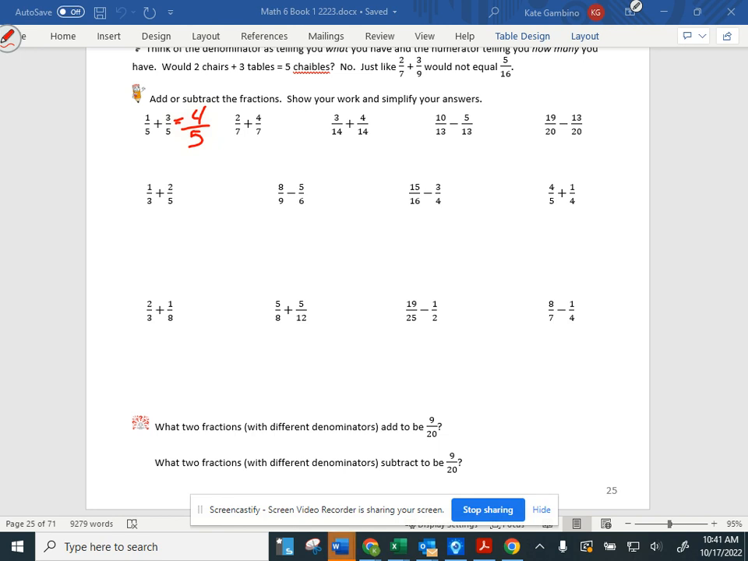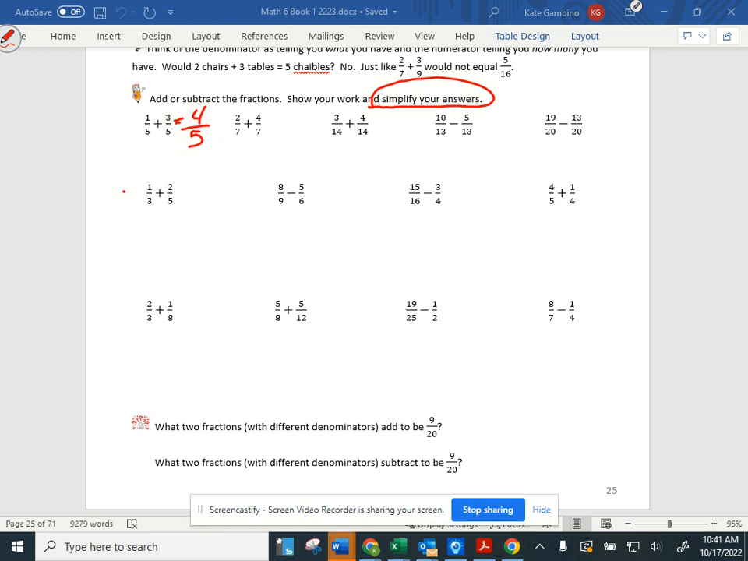But you always have to check and see, can I simplify my answer? Can I go smaller? It's not just adding the numerators. Your denominator stays the same. Done. You always have to check, can I simplify? 4/5, they don't share any common factors. So it's as simple as it gets.